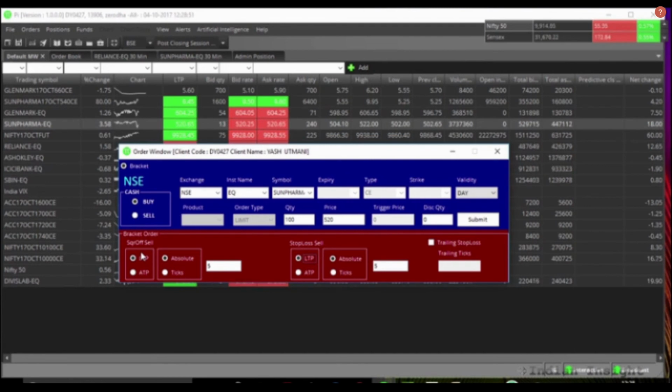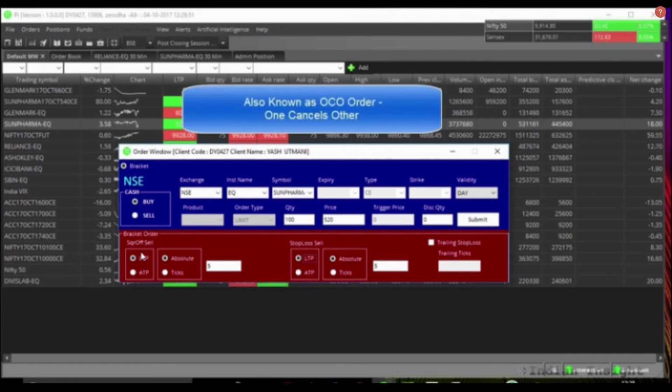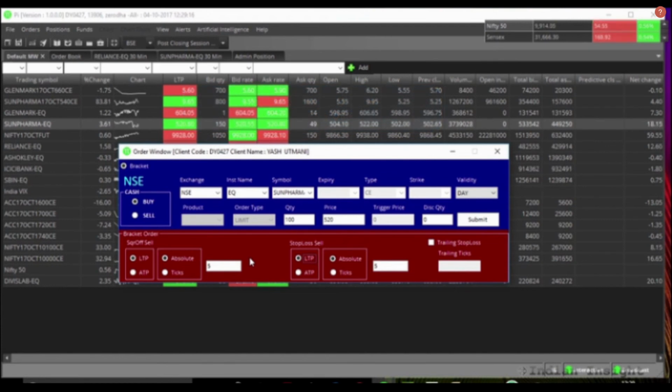automatically be cancelled. This is why this bracket order is often also known as OCO order, which stands for one cancels other order. This OCO order is very common in Forex, but this order is nowadays being provided by certain equity brokers also. So I hope your broker also provides this option to you. There is obviously an advantage to using this kind of a system because all you need to do is to be there when you are entering the trade and the system will take care of the rest.